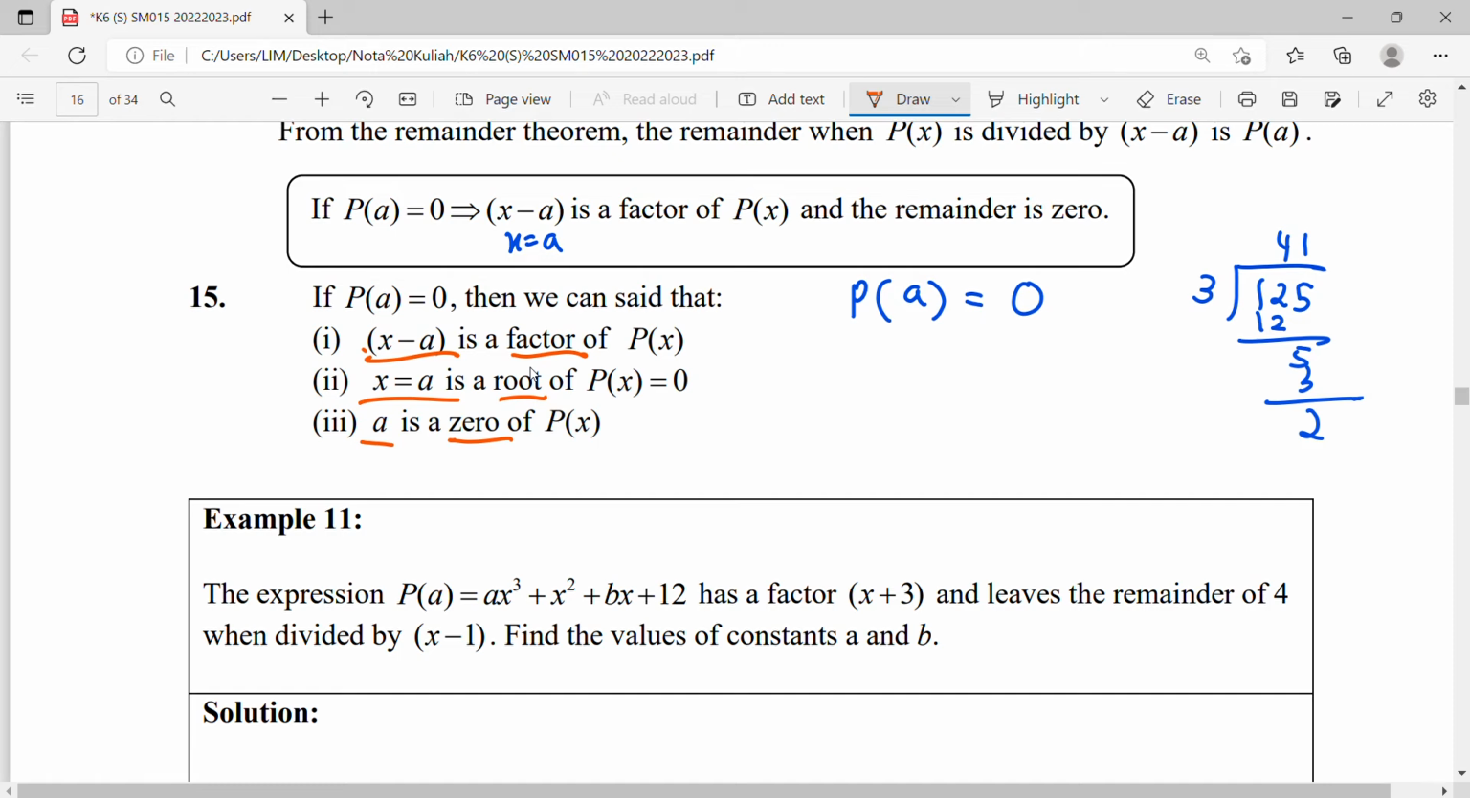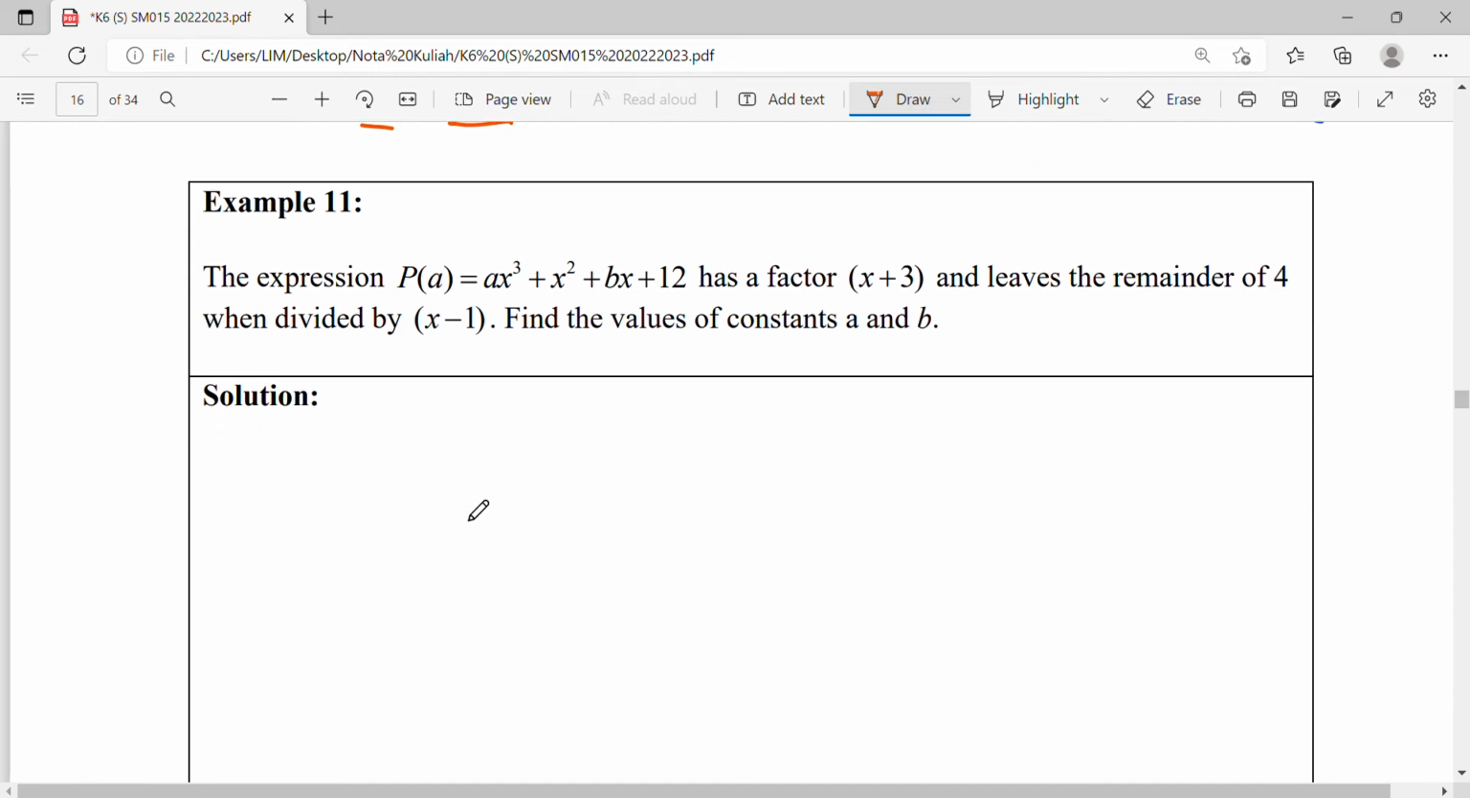Okay. So for example here, when you're having this factor and another information is remainder of 4 when you divide by x minus 1. So find your value of a and b. So untuk yang pertama, bila dia kata ada factor, bermaksud ini adalah factor theorem. X equals to -3. P(-3) is a factor theorem. It will equal to 0. Remainder will be 0.